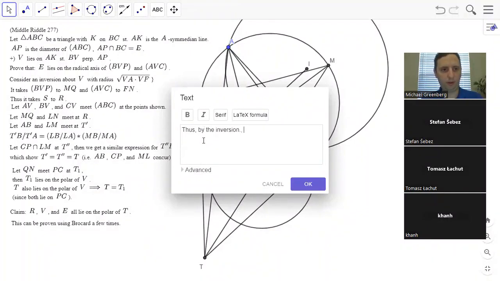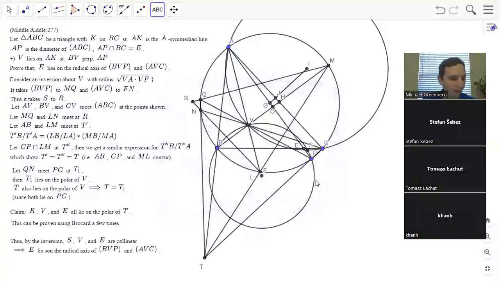By the inversion, S, V, and E are collinear, and that implies that E lies on the radical axis of those two, the radical axis of BVP and ABC.